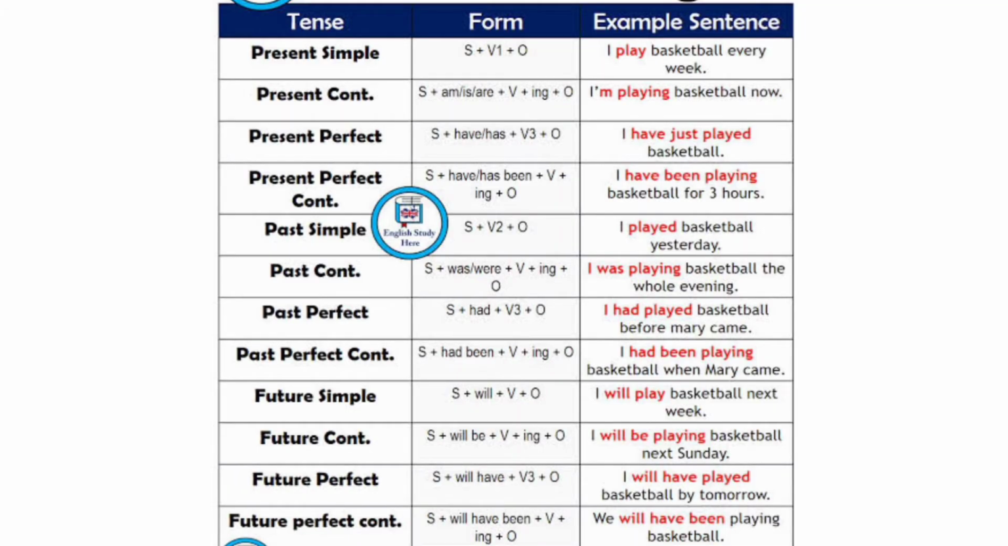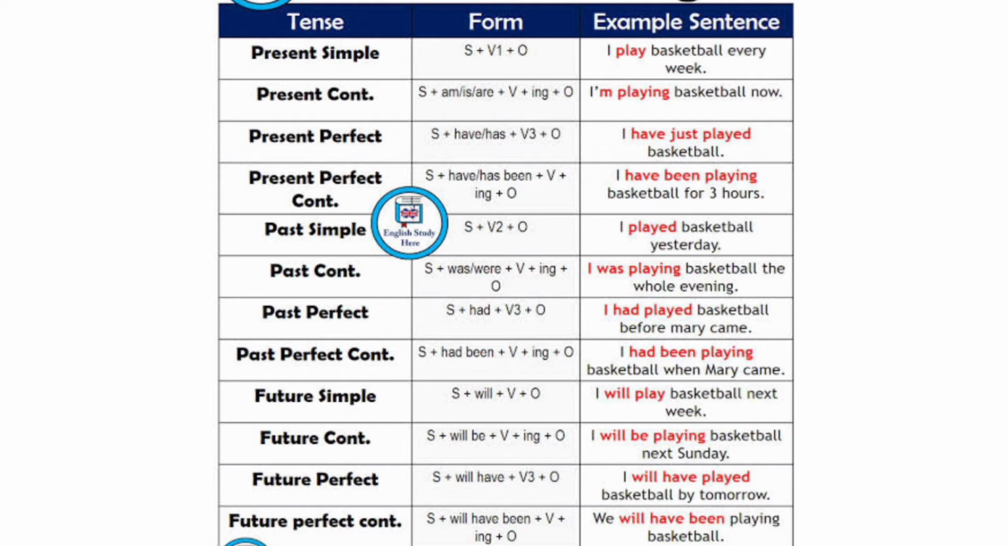And now let's see the forms and example sentences for these 12 tense forms. First, we take simple present. For the simple present, the form is subject plus V1 form of the verb plus object. Here, the V1 form of the verb means the present form of the verb.